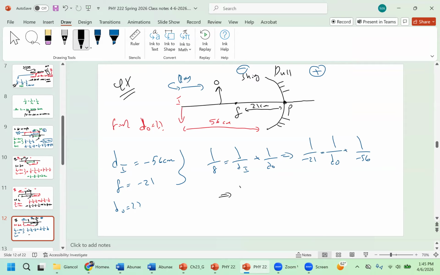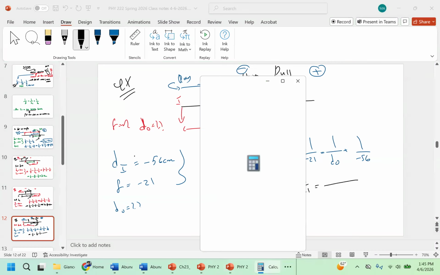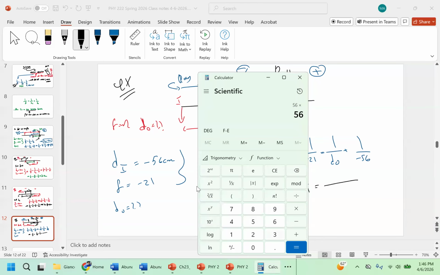That means 1 over D of O is going to equal 1 over 56 minus 1 over 21, which is, if you multiply them both, what do you get? 56 times 20. So 50 times 20, that's 1,000. And you get the 6, it's 120. And then you got the 1, it'd be what, 56? So you get what, 1176? Is that right? Yeah. Who needs a calculator, man?